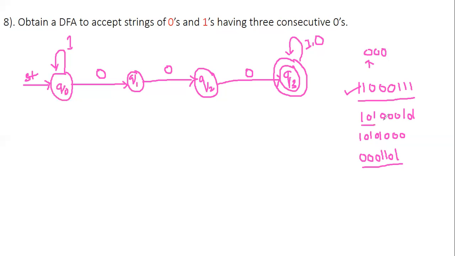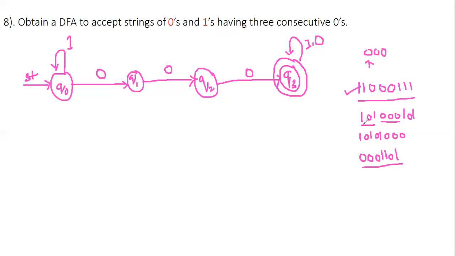Now, after finding 3 consecutive zeros, if you are having a combination of 1 and 0, any number of 1 and 0 it may be, then it will hold at Q3 with 0 comma 1 or 1 comma 0. If you provide it as a self loop, you will be remaining in the final state itself. So this variety can be accepted.